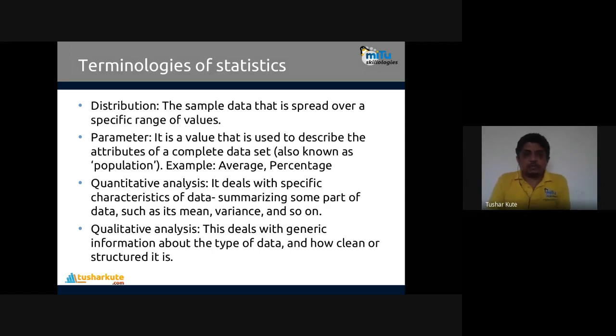Parameter. Next, parameter is a value that is used to describe an attribute of the complete data set. For example, the average of all, mean, percentage of all, median of all, deviation of all, variance of all, skewness of all, cutoffs. Many are there that we apply on the whole data set, attributes of the complete data set. It is on the population.